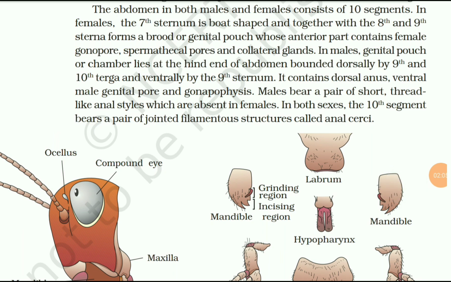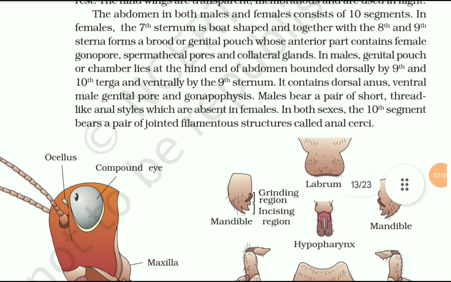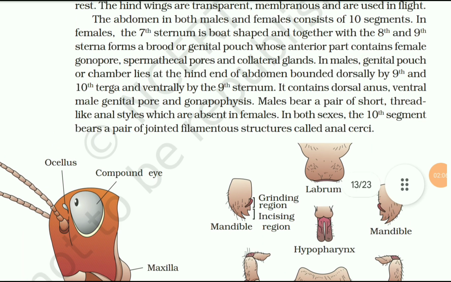The hind wings are transparent, membranous, and are used in flight. Okay? The abdomen in both males and females consists of 10 segments.